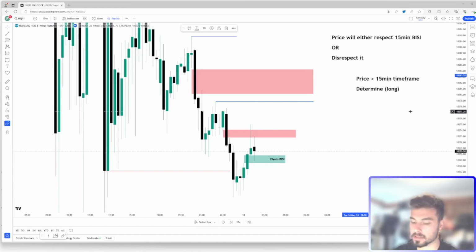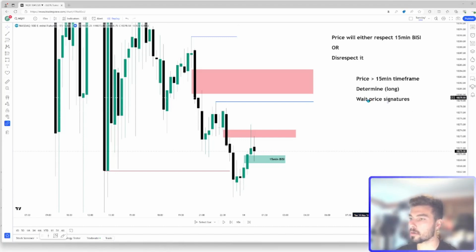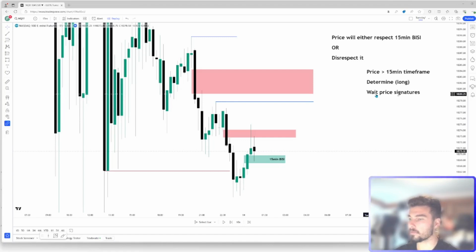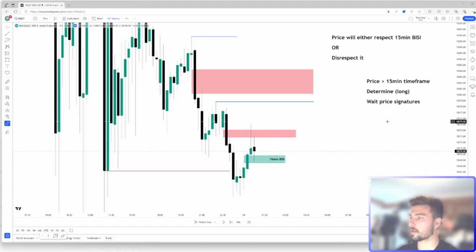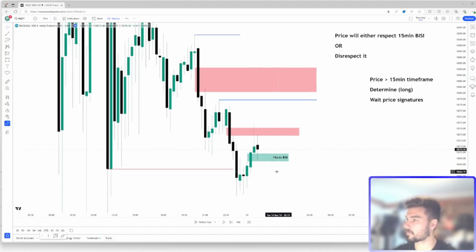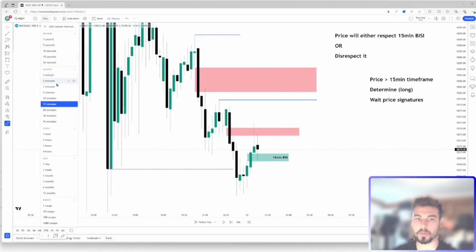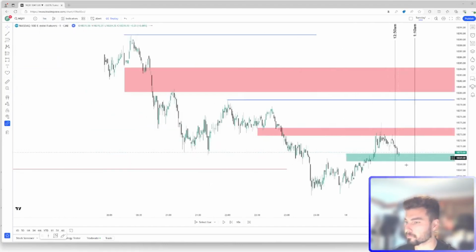The last step is you have to wait on a smaller time frame to see the price signatures that actually develop to show us that this is an opportunity to take. If the price signatures don't develop, we don't take the trade. Just because I want to go long doesn't mean I'm going to stick to that bias and marry that bias completely, because what if that bias is wrong and I get stopped out? But I don't have to get stopped out if I wait for price to show its hand. Really important. So let's go back to the 1 minute time frame.